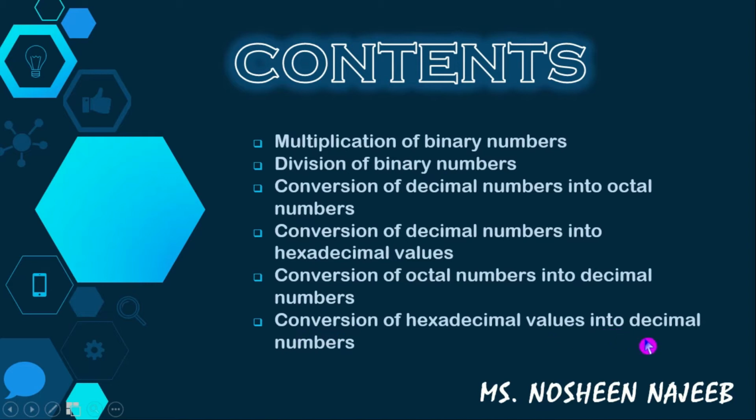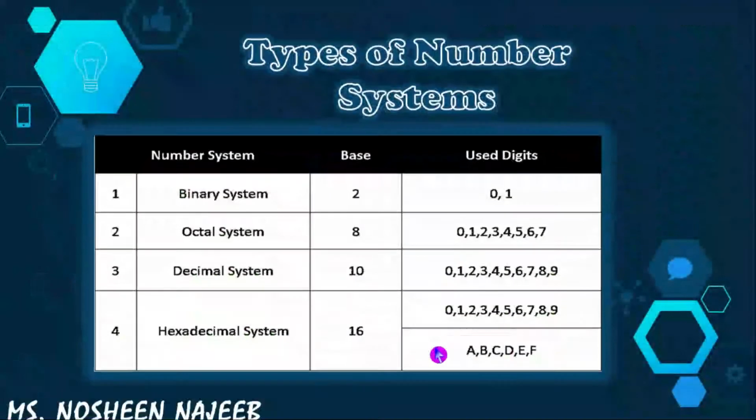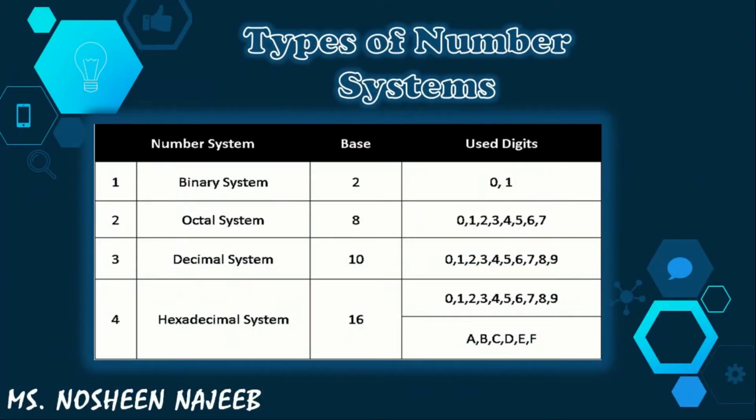Alright class, so first of all we will discuss how many types of number systems we have in our computers. The first one is the binary number system with base 2, because it contains two digits, 0 and 1. That's why the base of this number system is 2.